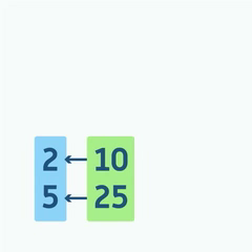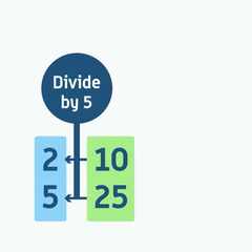Here is another example. The arrows point in the opposite direction now. Everything else is the same. What is the mapping? The mapping is divide by 5. We know this because 10 divided by 5 is 2, and 25 divided by 5 is 5.